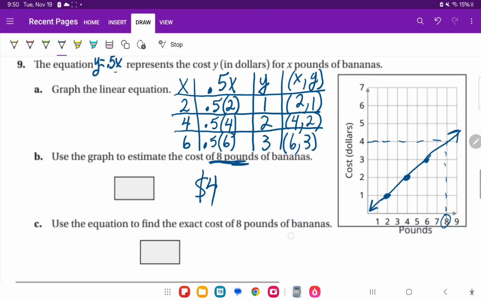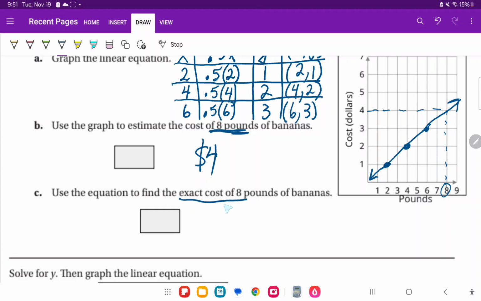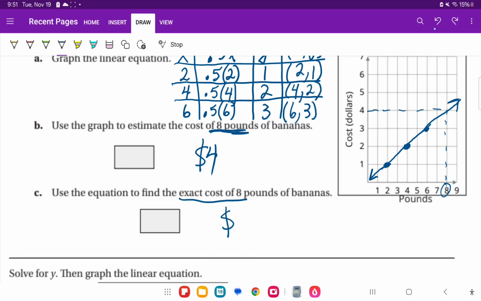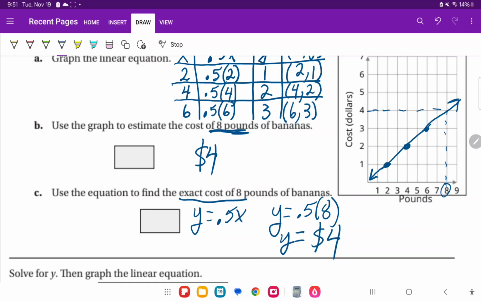Okay? Now, it so happens in this case, that's also the exact cost, right? How do we know that it's the exact cost? Because if we plug it into our formula, right? So our formula is y equals 0.5x. So y equals 0.5 times 8. So y equals $4. Okay? So then we will jump over and graph that.